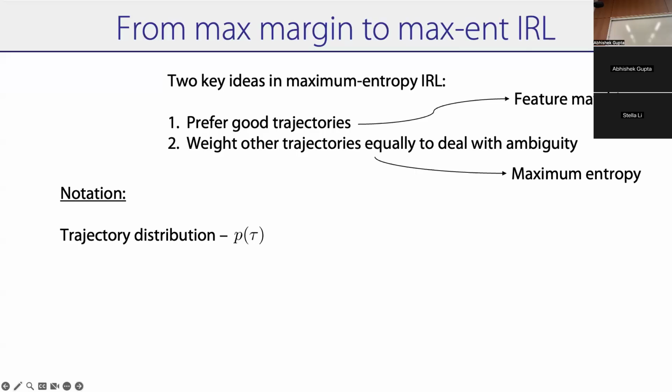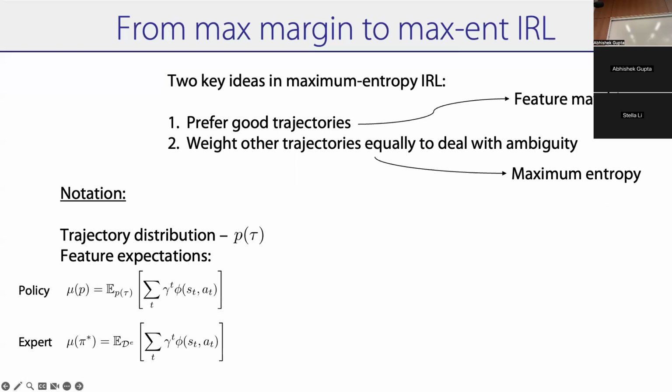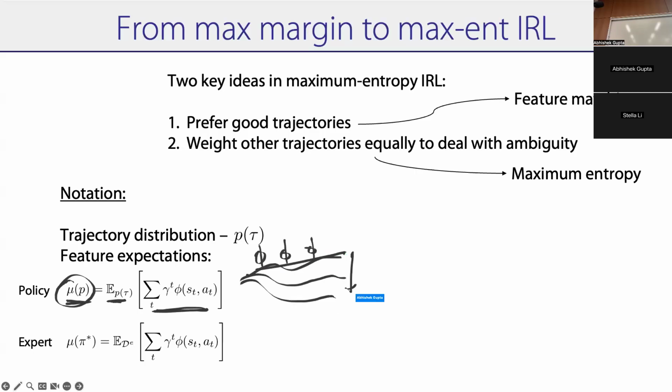Okay. So let's try and write out some notation. Let's say there's a distribution of trajectories P of tau. The feature expectations under P is basically saying if I sample trajectories from P of tau, and I sum up the features along those trajectories, that is going to be my feature expectations under my policy, mu phi. So let's say I took a bunch of different trajectories. Each of them had some features. I sum up those features, and then I average them. And that's going to be my feature expectations under my policy.